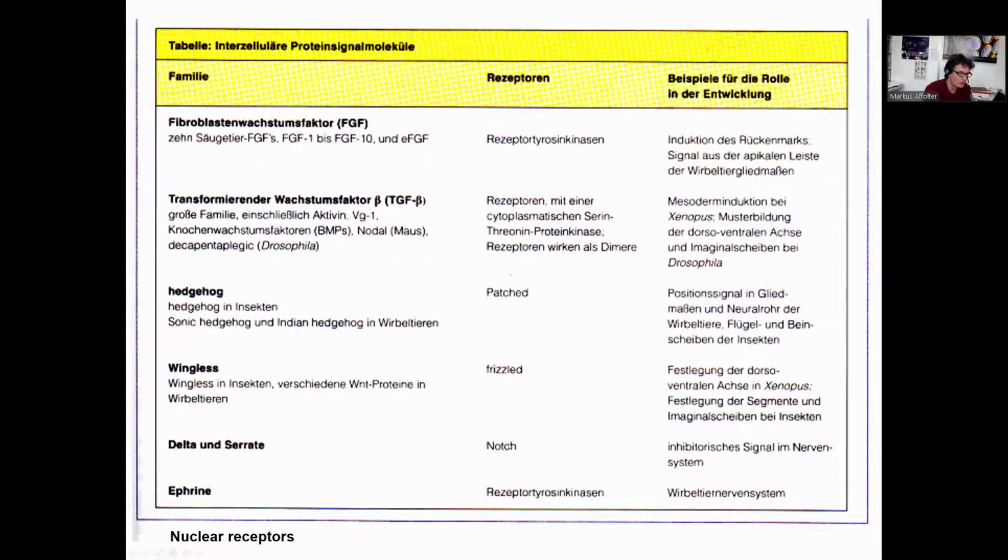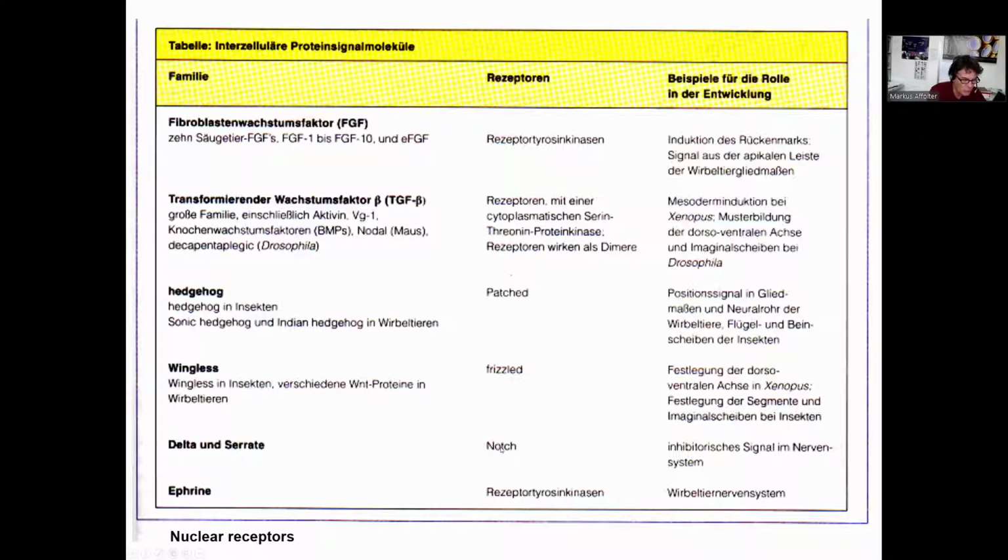Then we have Notch. In this case, the pathway has its name from the receptor and not from the ligand. These are the ligands here. These are the receptors. So the Notch pathway has its name because Notch was the first gene to be identified. It turned out to be a receptor, and the ligands were then Delta and Serrate, but the pathway got its name as Notch because of the first identified component. This is a pathway where the ligand is membrane bound, Delta and Serrate. They're integrated into the membrane of the secreting cells.